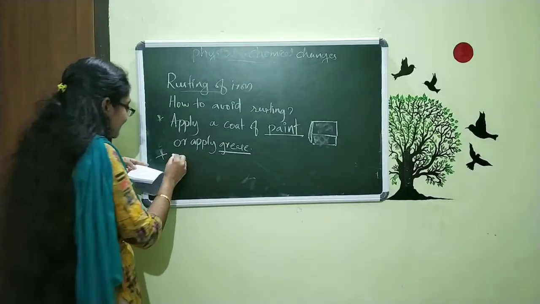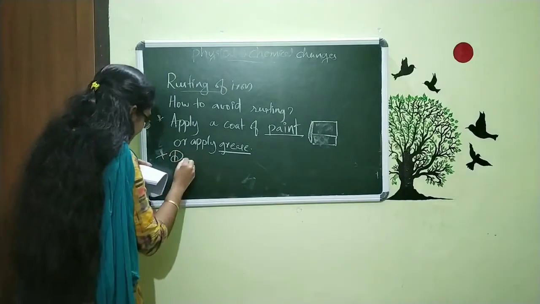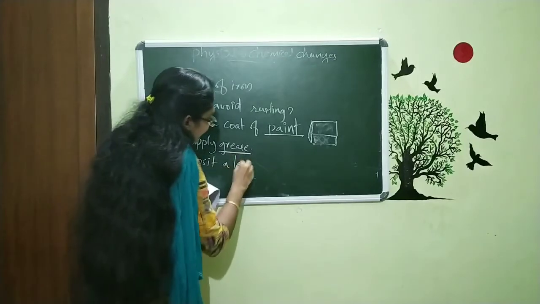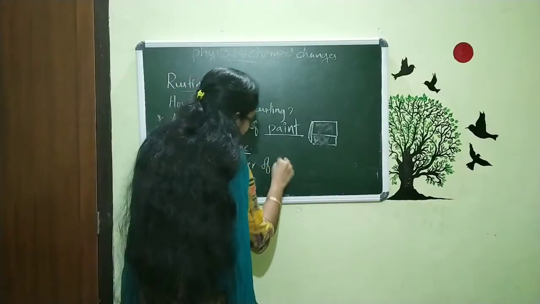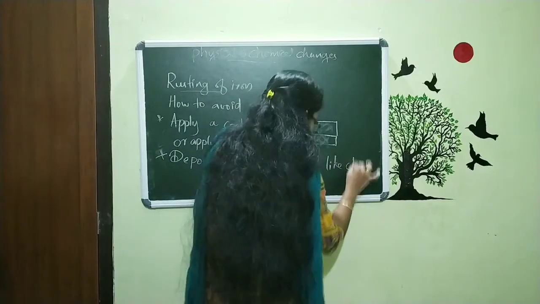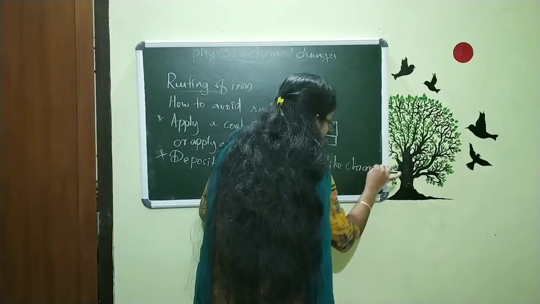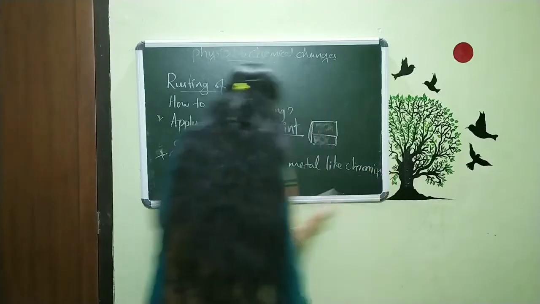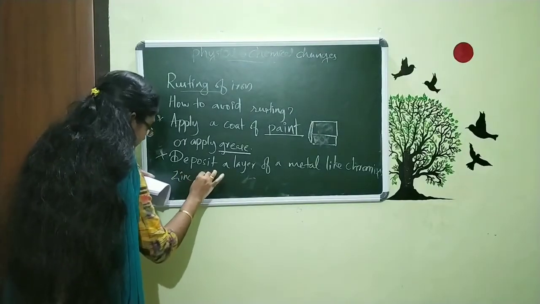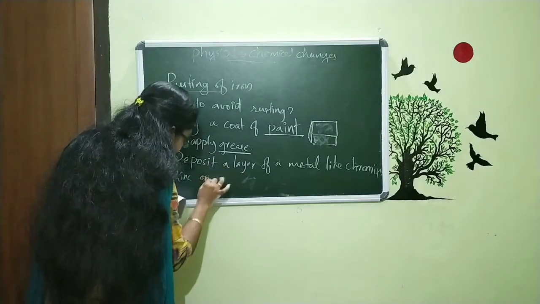The next is this: deposit a layer of a metal like chromium or zinc on the iron.